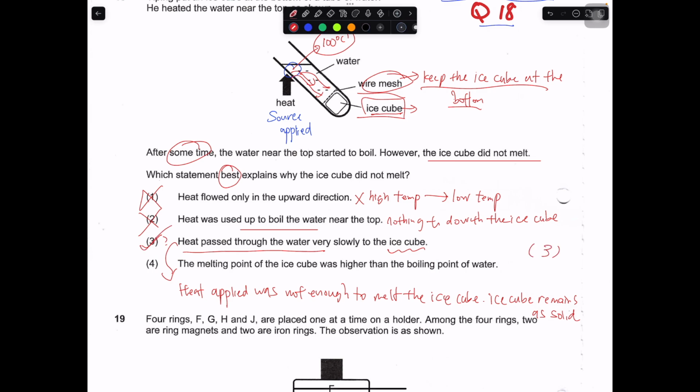Okay, so let's take a look at number 4. The melting point of the ice cube, which is made out of water, was higher than the melting point of water. The melting point of ice should be at 0 degrees, and the boiling point of water at 100 degrees. So saying higher is straight away a wrong statement, because the melting point is always lower than the boiling point of water. And even if they put lower, it also does not explain why the ice cube did not melt. This is a false statement, and it does not explain.